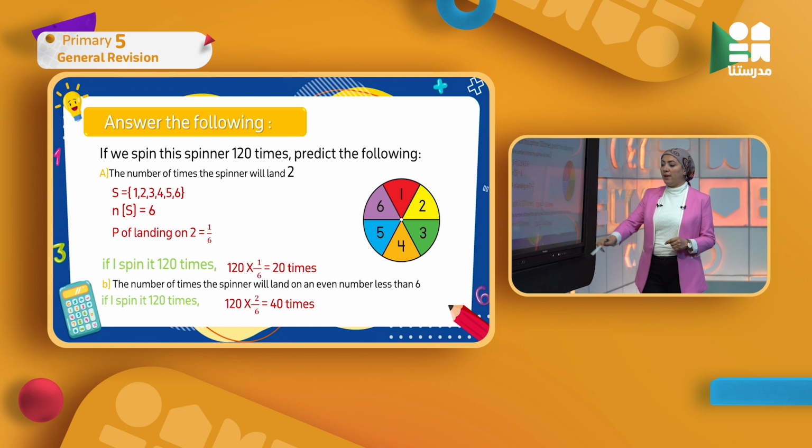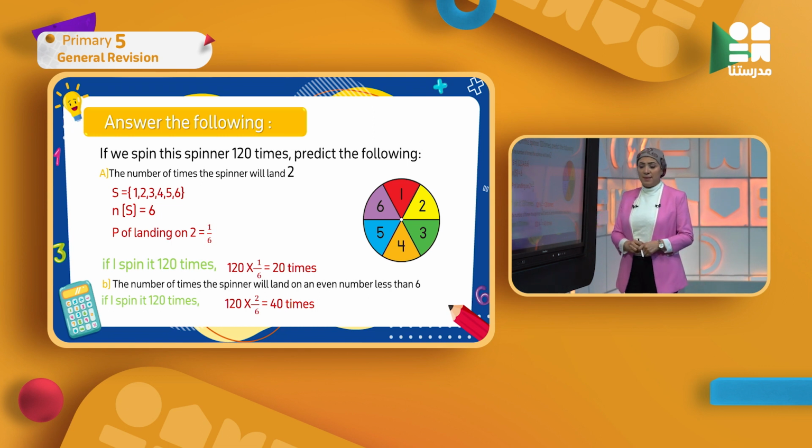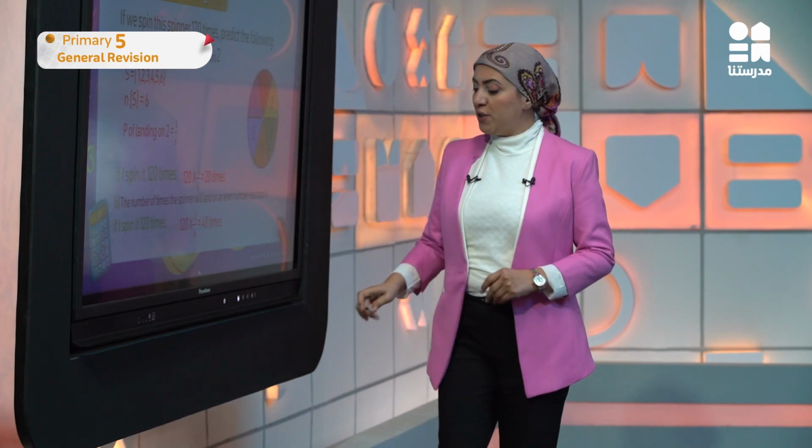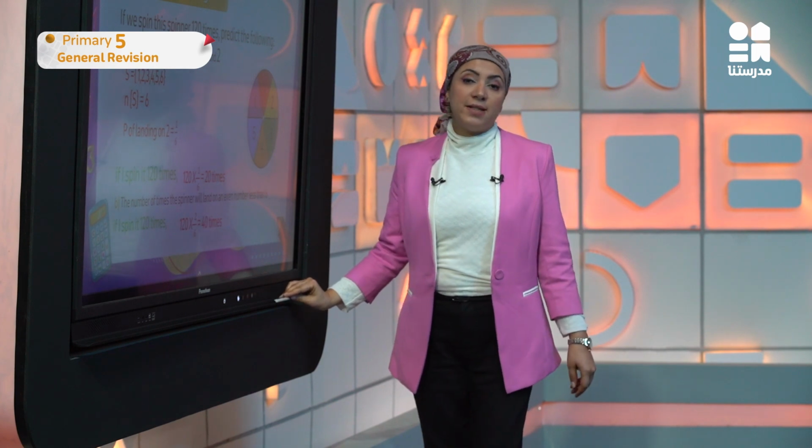So again I simplify them together. The 6 divided by 6 is 1. 120 divided by 6 is 20. So 20 times 2 is 40 times. Okay, that's it for this question. Let's go back and continue.